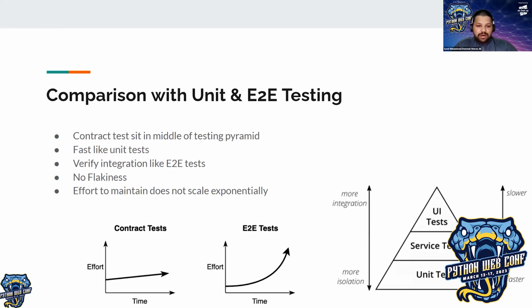Contract tests are a special case that sit in the middle of our testing pyramid, and they take benefits from both unit and E2E tests. They run fast like unit tests, and they help verify the integration like we do with E2E tests. They are not flaky because we have defined our expectations in terms of the requests and responses, and they're easy to write and easy to maintain as compared to E2E, whose effort scales exponentially.